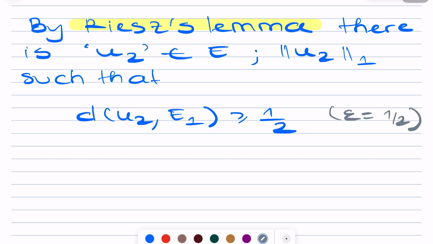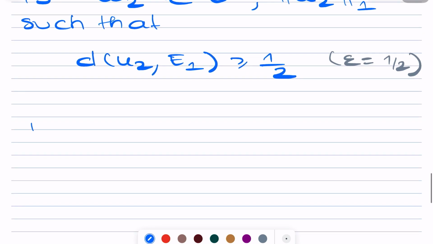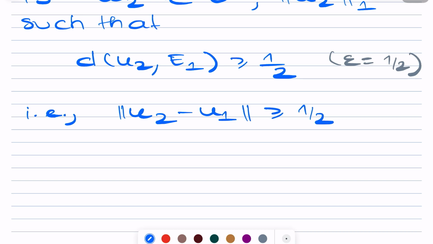So this means that the norm of u2 minus u1 is greater or equal than 1 over 2, right? Because this norm is greater than or equal to the distance of u2 to E1, because u1 is an element of E1. So this inequality also holds.